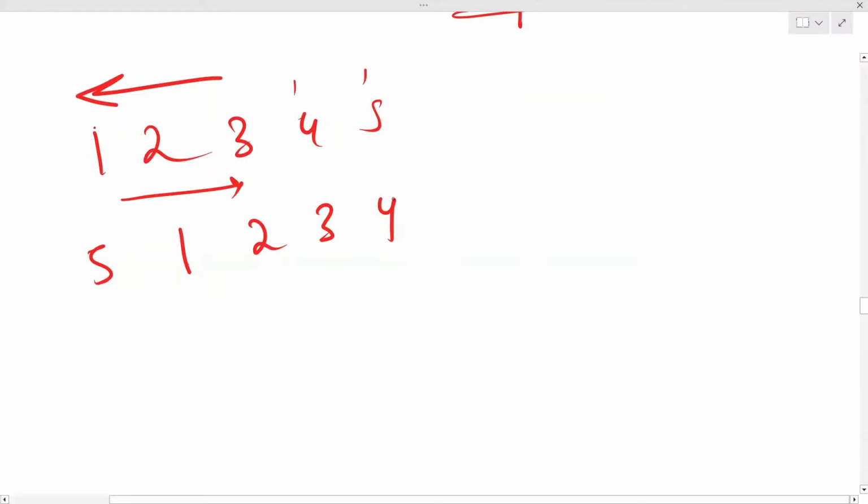First one will come here, then here, then here, then here. So you'll have to rotate 1 to 4 times. So if you rotate this thing in right direction 4 times, it will be 2, 3, 4, 5, and 1. So it doesn't matter if the array is being rotated in left or right. It is just being rotated some number of times.